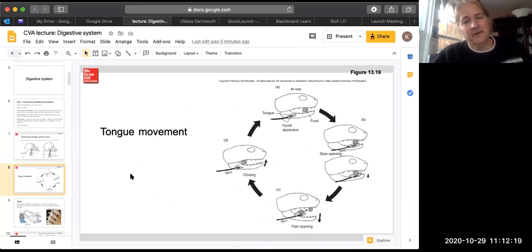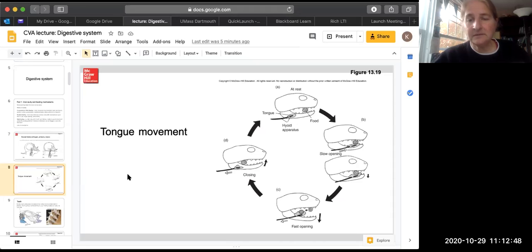Tongue movement is very important in eating. That's why tetrapods have tongues, right? To get the food back to where it needs to be. The hyoid apparatus is the main system that's controlling the tongue movements, so the hyoid apparatus and the associated muscles.